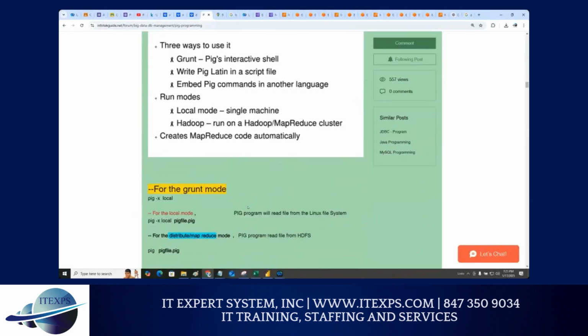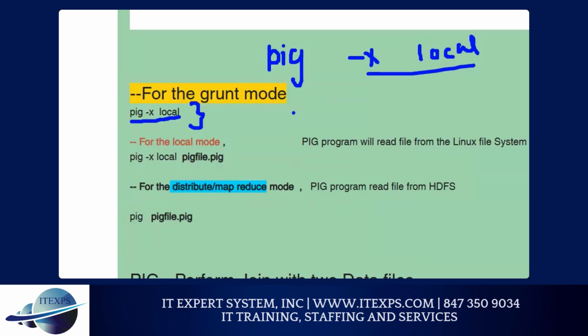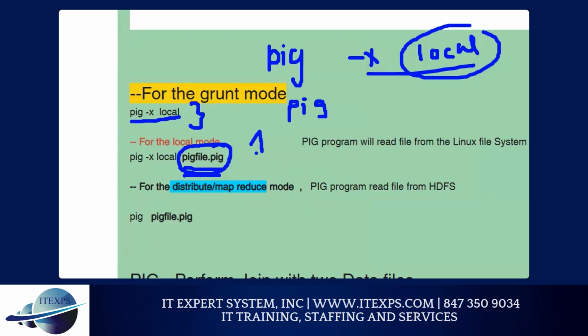Now, how will it work? If I do pig space -x local, everything lowercase, then the program will run in local mode grunt. But if I say pig only, it will automatically go to grunt in HDFS mode. So -x local means it will run local. If you run pig -x local and then a pig file, then this file, which is the Pig commands, will run on the local machine, meaning only one machine will run.